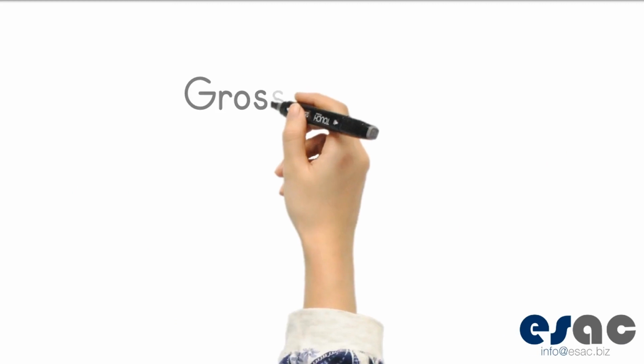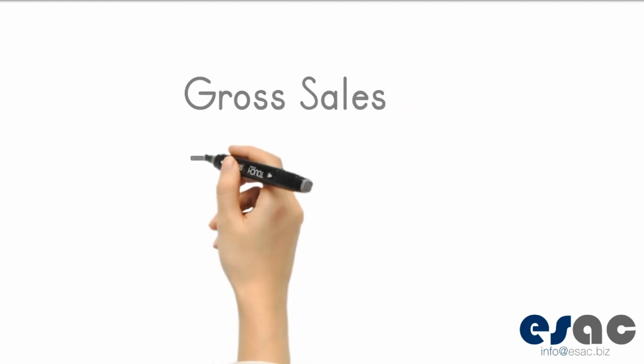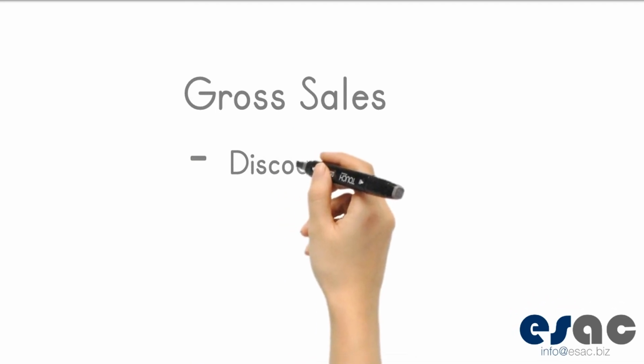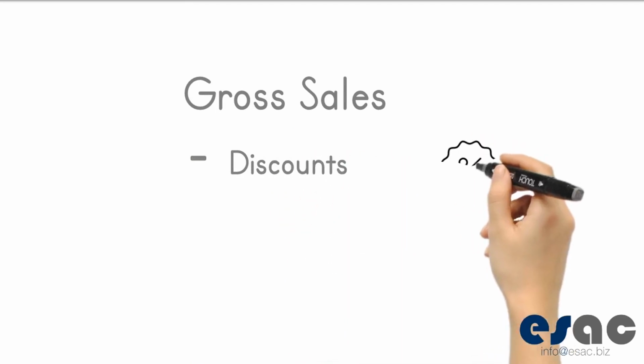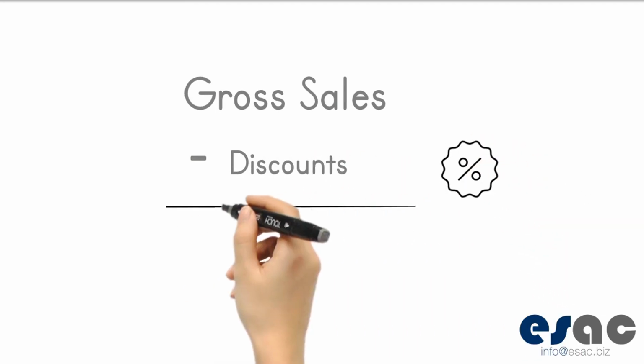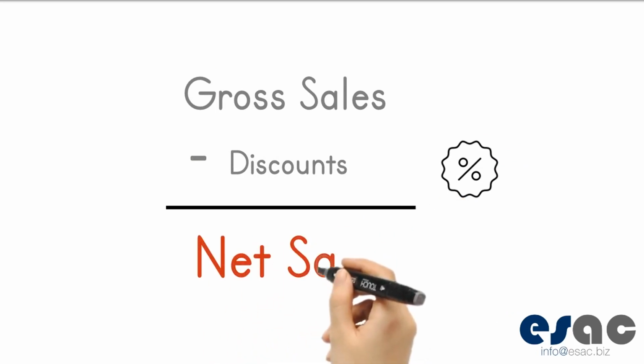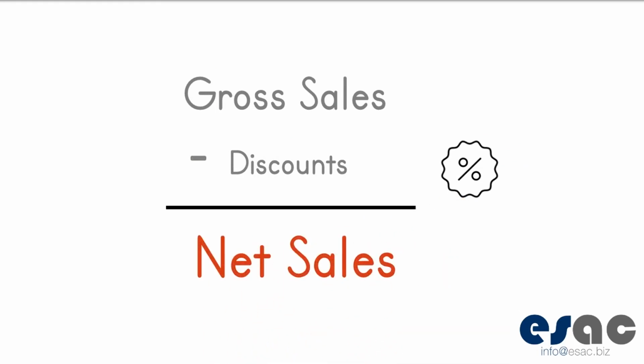Normally, the first thing we find at the top of the P&L is sales, or the company's revenue. Here we have the amount of money corresponding to our sales, and we call this figure gross sales. But we can often see some discounts. These discounts can be on invoice or off invoice. Once we deduct the discounts, we obtain net sales.